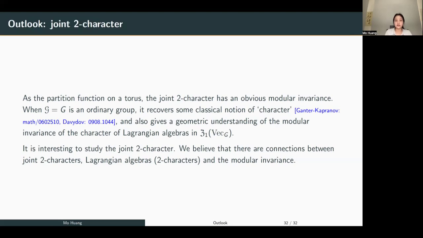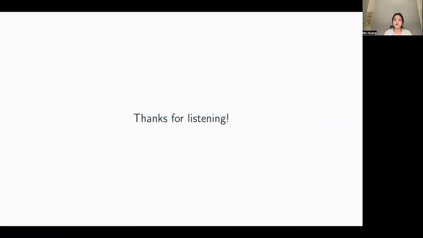It is interesting to study the joint 2-character, and we believe that there are connections between joint 2-characters, Lagrangian algebras, or 2-characters, and modular invariance. And that's all. Thank you for listening.